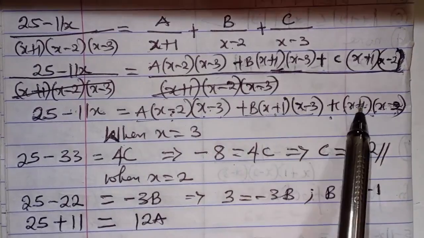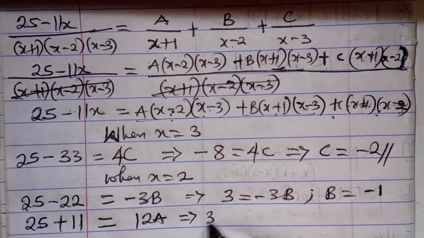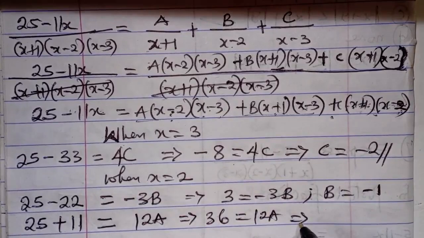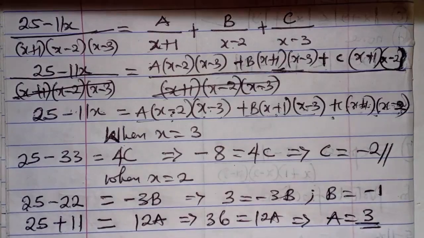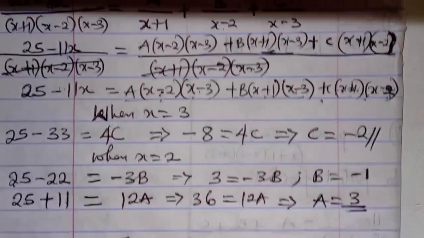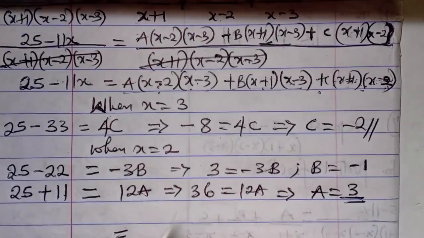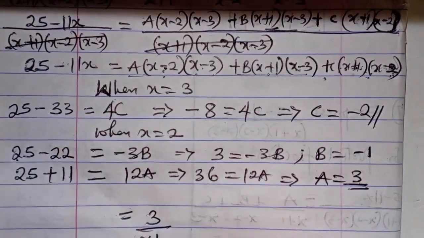Of course, 25 plus 11 is 36, right? 36 equal to 12a. That implies that if we divide both sides by 12, a is equal to 3. So the partial fraction now, we have, what is a? A is 3, so this is 3 all over x plus 1.